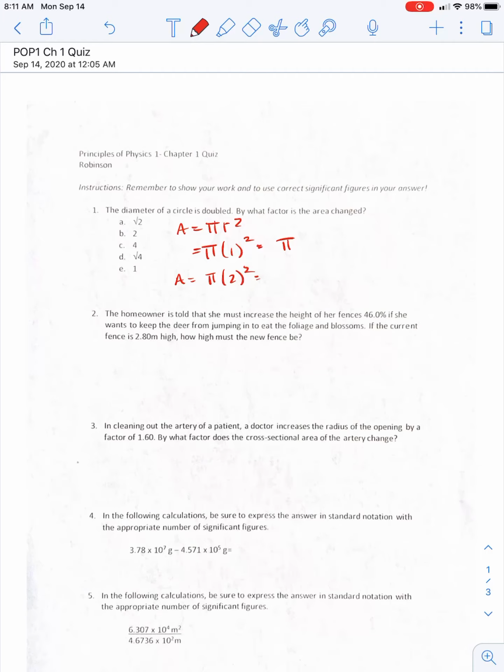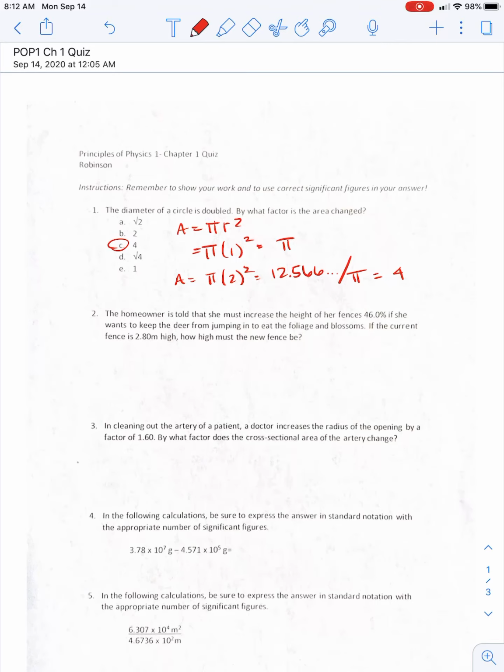Now if you plug that into your calculator, you get 12.566 something. So what I would do is take that 12.566 number in your calculator and divide it by pi. If you take that exact number and divide it by pi, you should get 4. So the area is changed by a factor of 4.